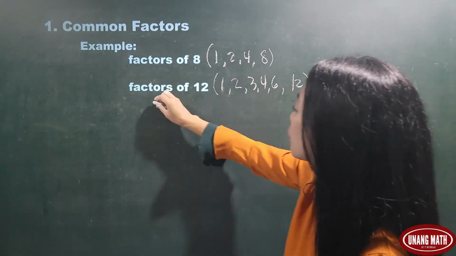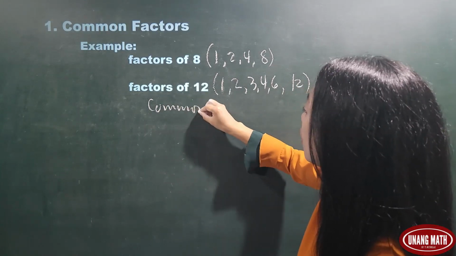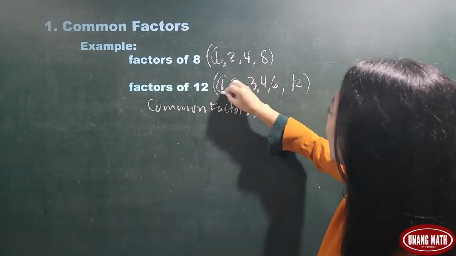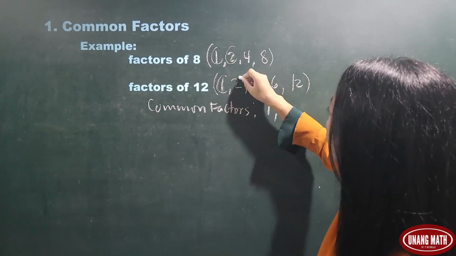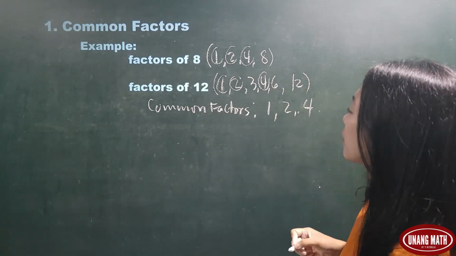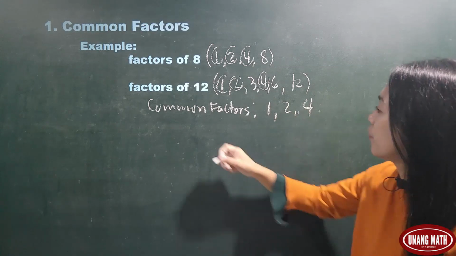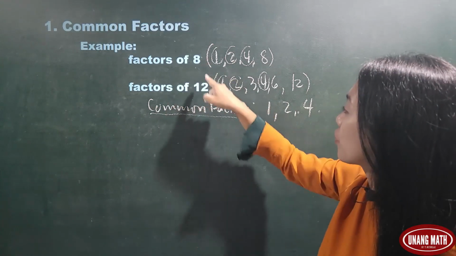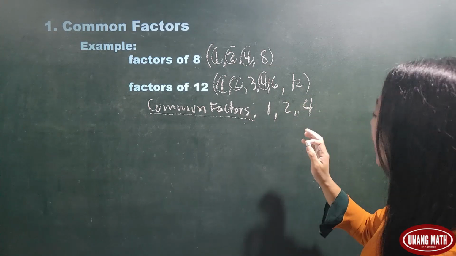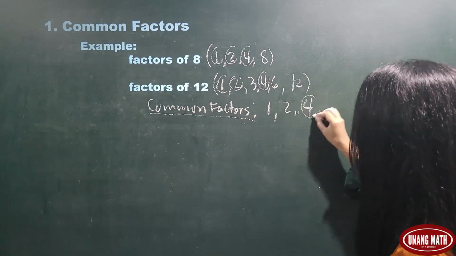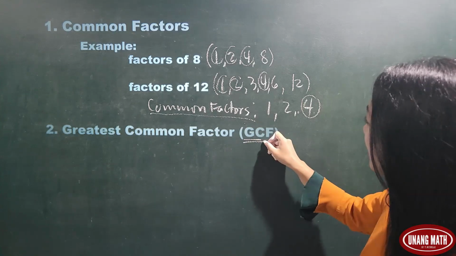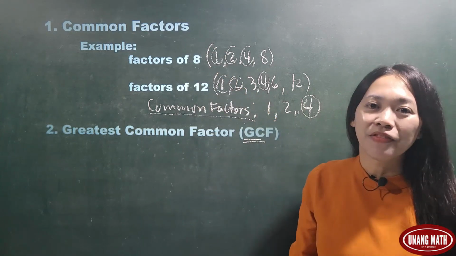Among these factors, what are common factors? Okay, let's see. 1 is a common factor. 2 is also a common factor. And 4 is also a common factor. So we have 1, 2, and 4, and these are the common factors of 8 and 12. Among these common factors, which one is the highest? 4 is the highest number, so it means 4 is the GCF of 8 and 12.